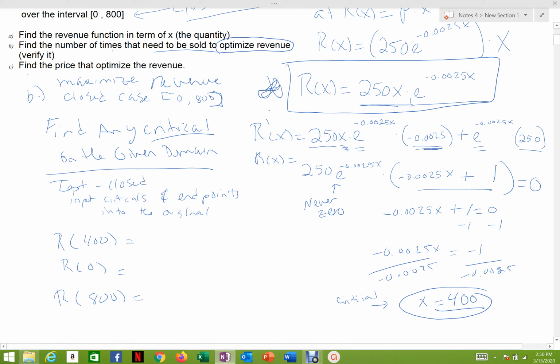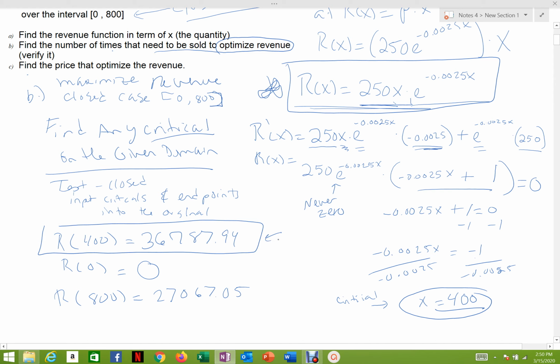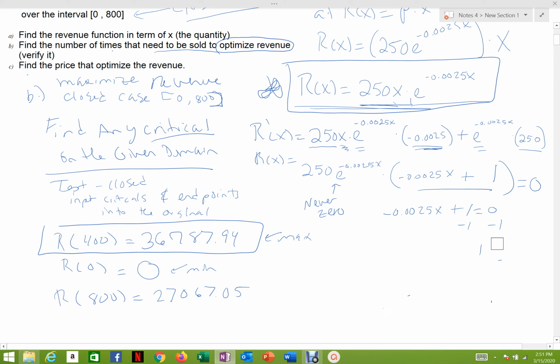So when you take the 400 and you plug it into the revenue equation, it should come out $36,787.94 and change. When I plug 0 in, it's going to be 0, and that should make sense. Revenue is the generation of the money we get from sales. If we don't sell any, we don't make any revenue. Then we plug the other endpoint 800 in, and we get $27,067.05, and so the first one's the biggest. There's my maximum. This is the minimum, because again, we're guaranteed both, but the optimum value is found at the critical point.